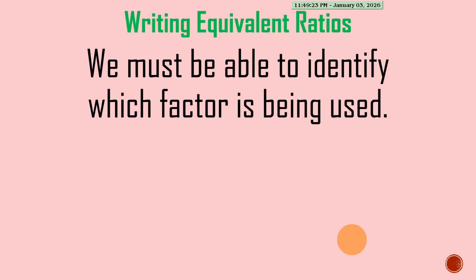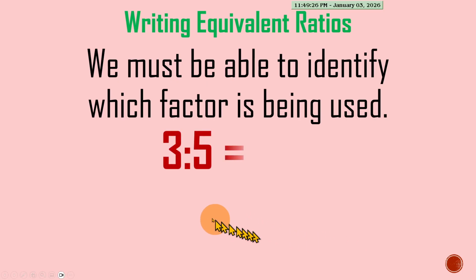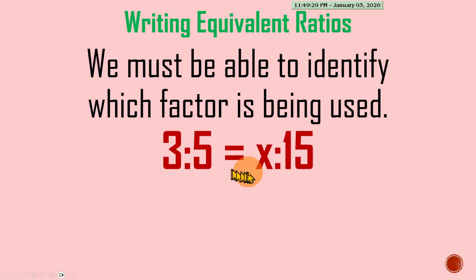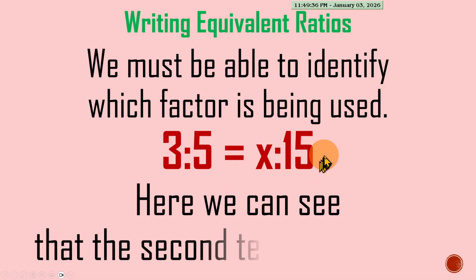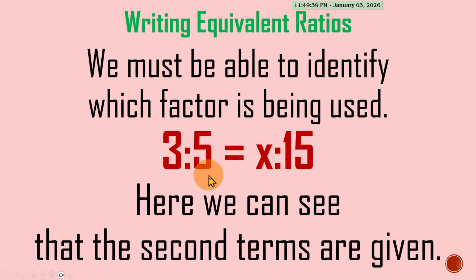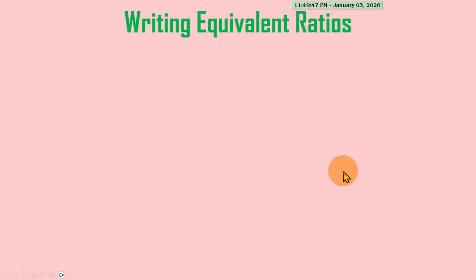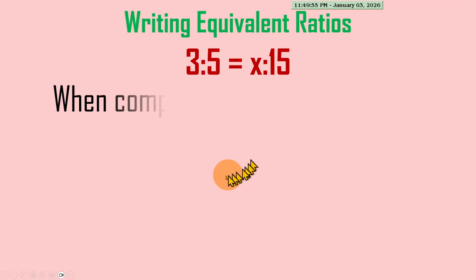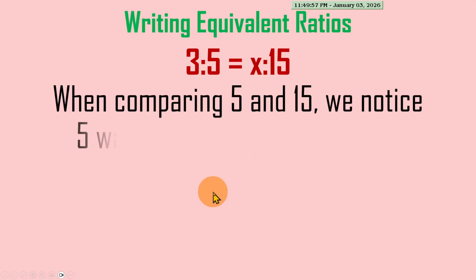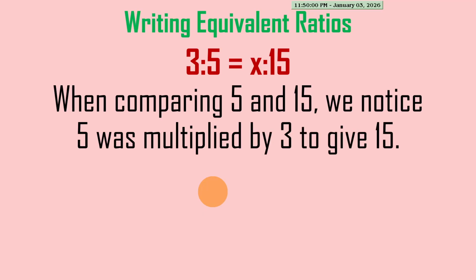This time we have to know which factor is being used. So we have 3 to 5 is equal to x to 15. This time we're focusing on the second component or the second term of each ratio, so we're focusing on the 5 and the 15. And we must ask the question, how did we get from 5 to 15? So 5 goes into 15 3 times, so that means we have to actually multiply by 3.